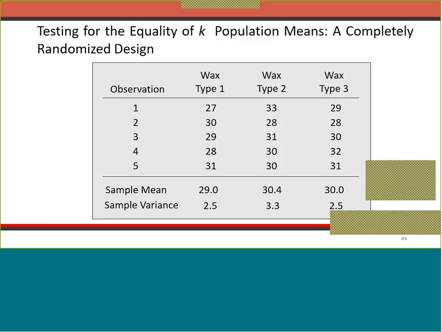So we have the data. So for first treatment or wax type 1, we have 5 observations. For wax type 2, we have 5 observations. And for wax type 3, we have 5 observations. And you know, one can calculate easily sample mean and sample variance for each sample. It's a routine calculation. Sample mean means sum of observations by total number of observations for each sample. Similarly, sample variance also you can calculate.